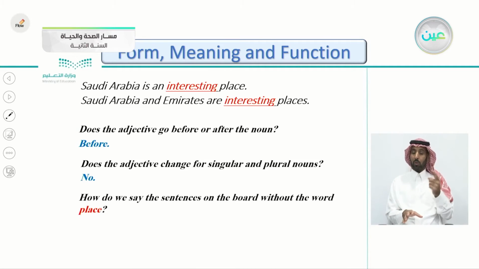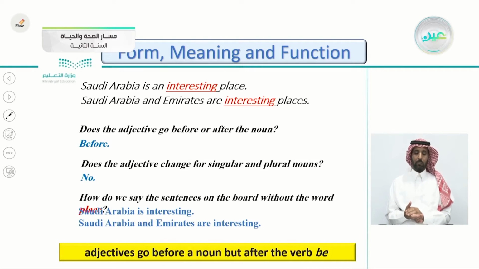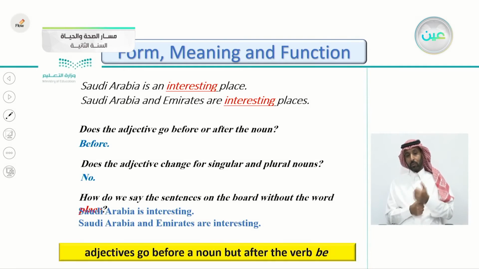How do we say the sentences on the board without the word place? If we want to remove it, we say Saudi Arabia is interesting. And Saudi Arabia and Emirates are interesting. So here we put are and here we put is. Adjectives go before a noun but after the verb be. The adjectives come after the verb to be.